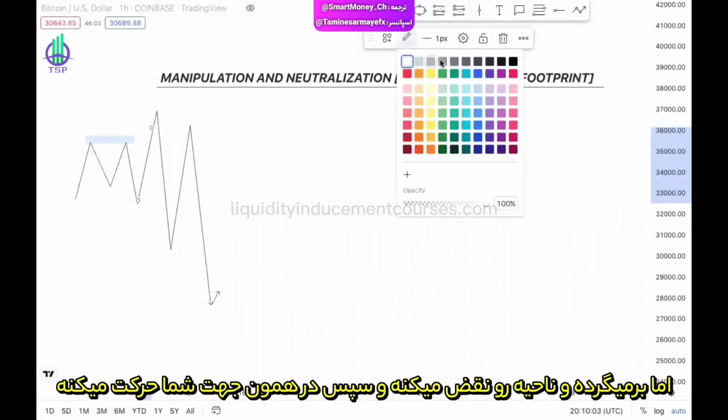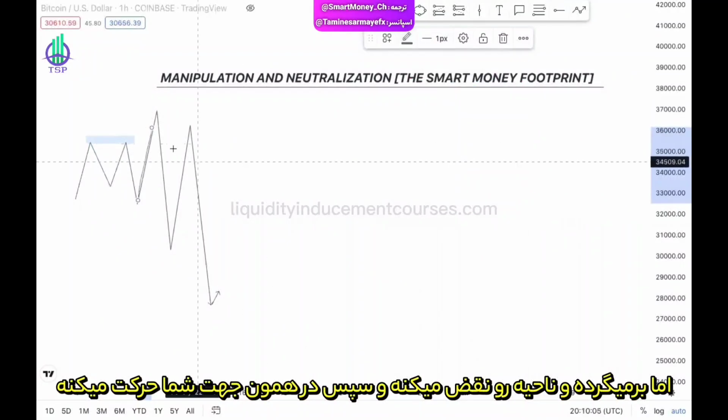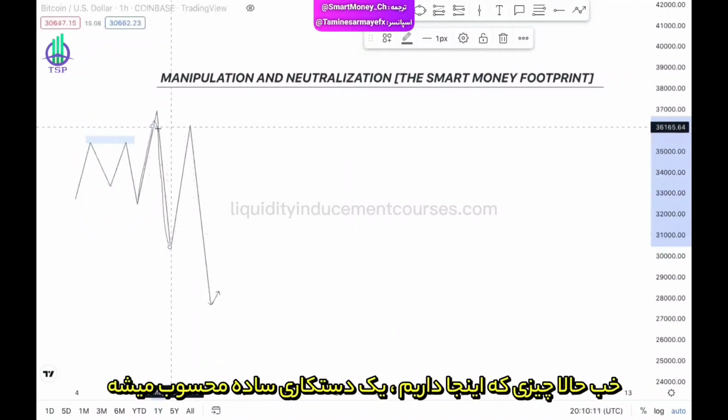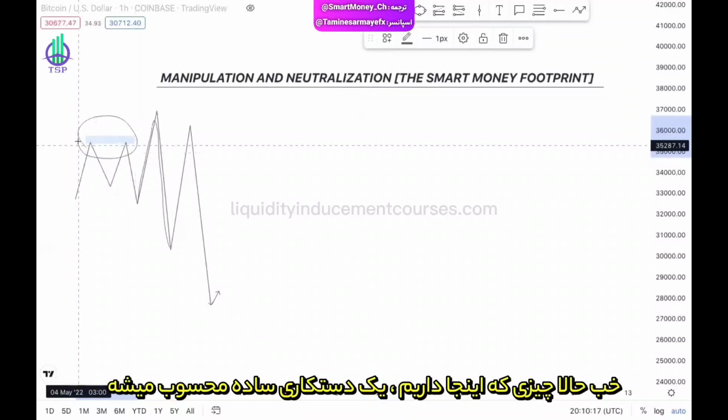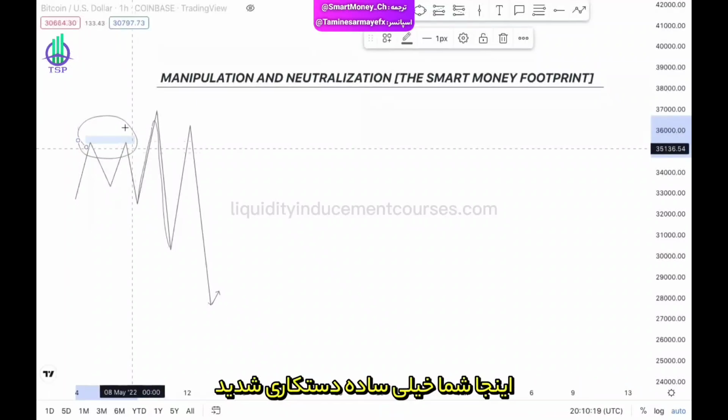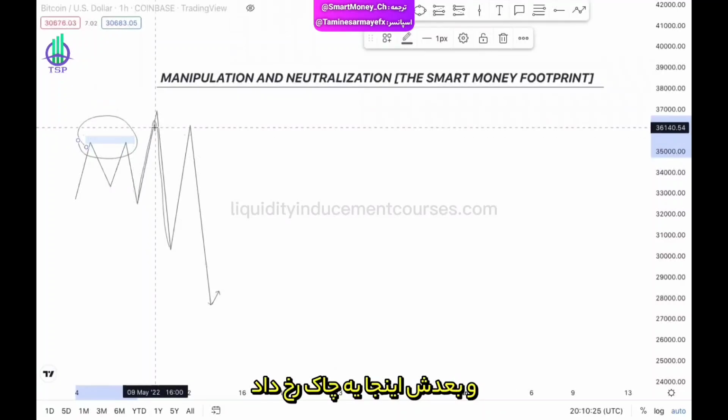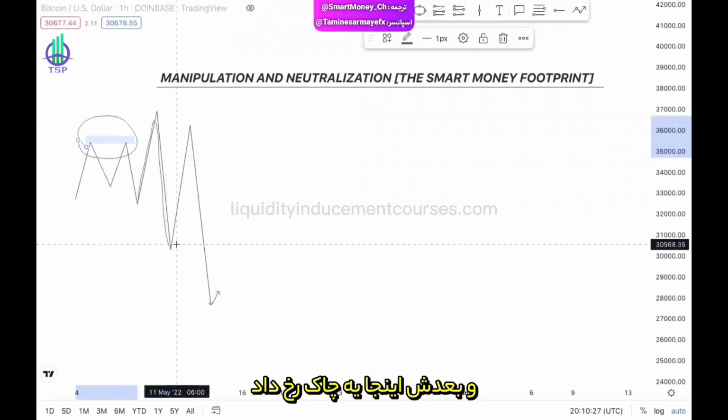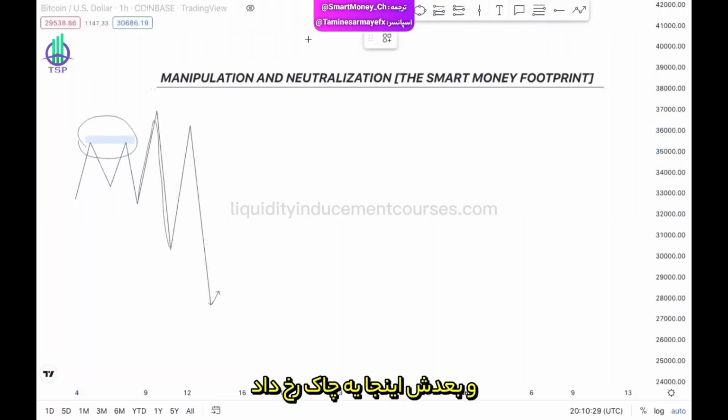violate the zone and continue in your direction. Now, what we have here is the simple concept of manipulation. So at this point, you were simply manipulated, and then we have this here as our change of character.